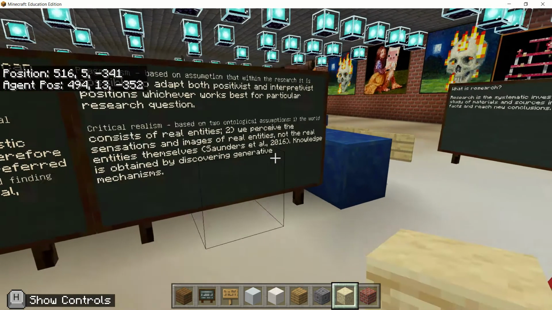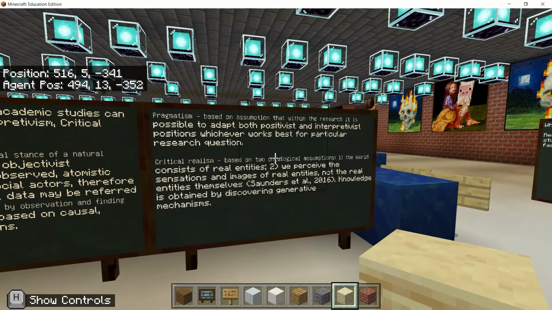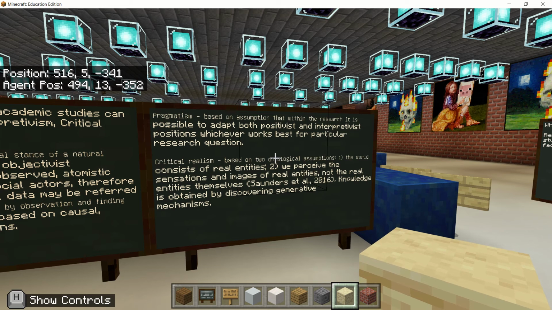The other part talks about pragmatism, which is based on the assumption that within the research it is possible to adapt both positivist and interpretivist positions, whichever works best for a particular research question.